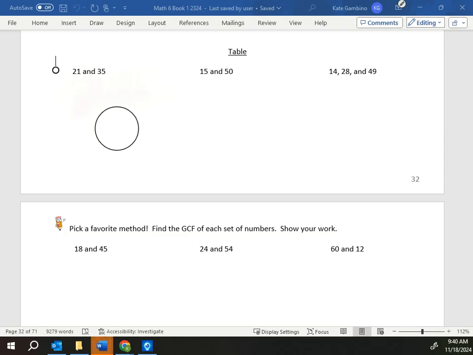Any questions on greatest common factor? You can use whichever method you want. You will get the same answer. So whichever one you're comfortable with: prime factorization, the listing, or the table.